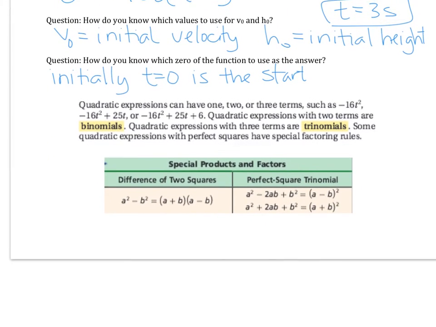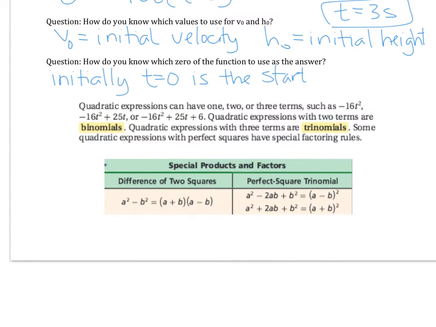All right. Quadratic expressions can have 1, 2, or 3 terms, which we've seen. Those that have 2 terms are binomials. Those that have 3 terms are trinomials. There is our factoring of a difference of 2 squares and our perfect square trinomials, which basically think of this as if we just had this twice. Okay, it can be written as a minus b quantity squared.